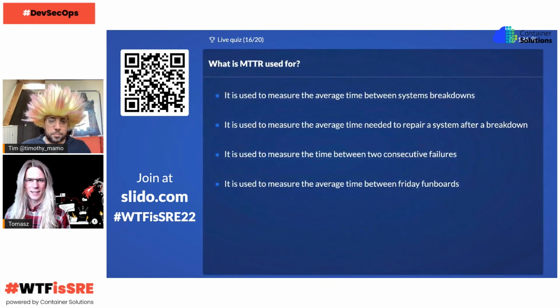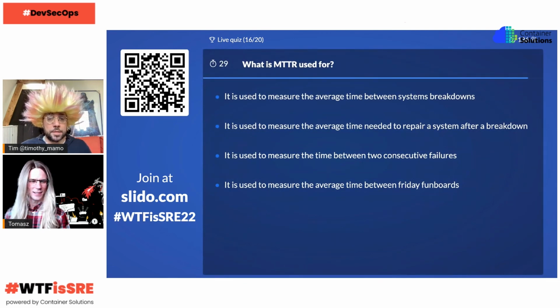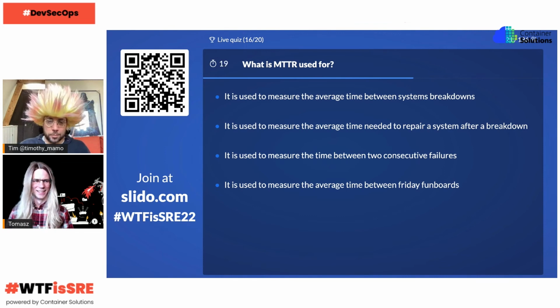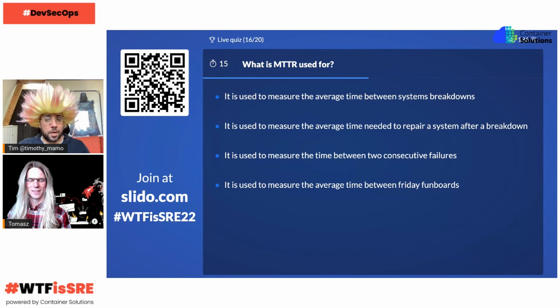Okay. Question 16. What is MTTR used for? And we haven't said what MTTR means because it's in the answer. It is used to measure the average time between system breakdowns. It is used to measure the average time needed to repair a system after a breakdown. It is used to measure the time between 2 consecutive failures. It is used to measure the average time between Friday fun boards.